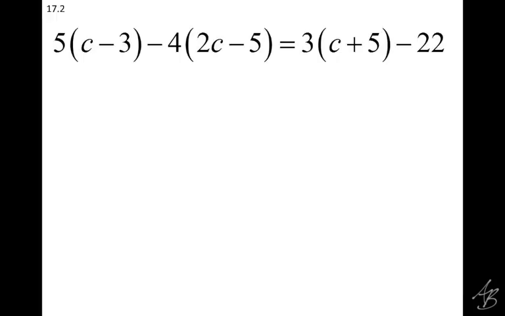This next one here looks kind of complicated. It's got a bunch of stuff going on, but it's actually not too bad, I don't think, if we just go step by step. First thing we're going to do is circle the variables, and we notice here that we've got more than one c, and the c's are on both sides of the equal sign. So we're going to have to do some simplifying, and we're also going to have to do something else to get the c's on one side of the equal sign so that we can get it by itself.